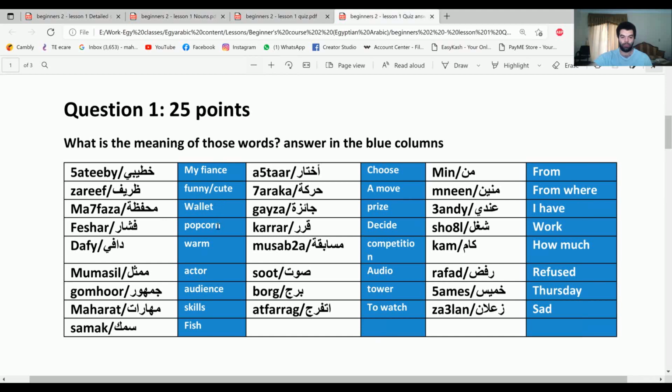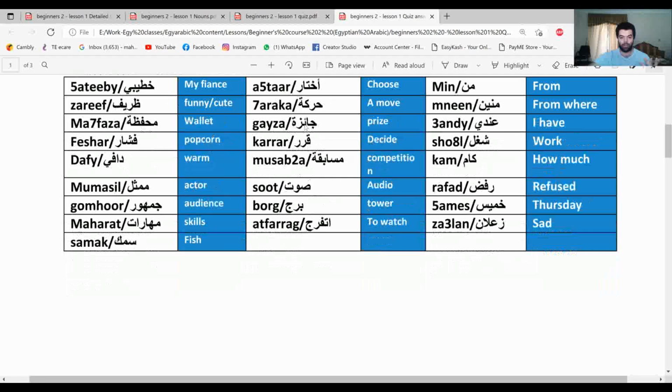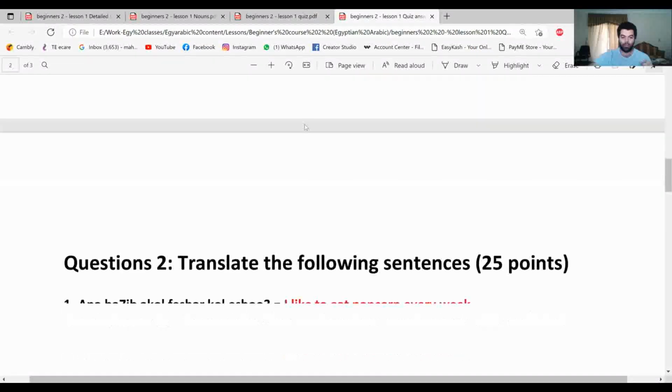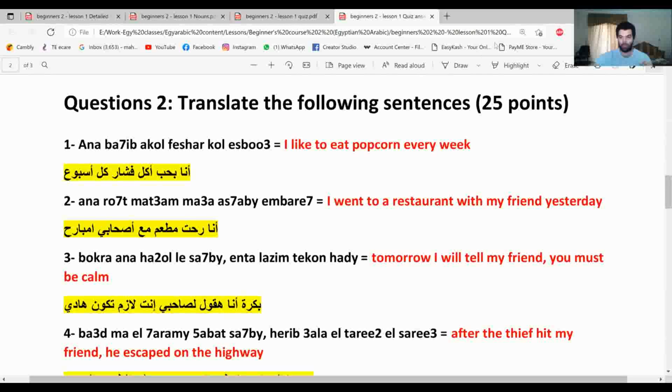1, 2, 3, 4, 5, 6, 7, 8, 9. And then 1, 2, 3, 4, 5, 6, 7, 8. So that's 17. And then 18, 19, 20, 1, 2, 3, 4, 5. So you have a total of 25 words. That means 1 point each. And calculate your own score. And then go to the next part, which is also out of 25.